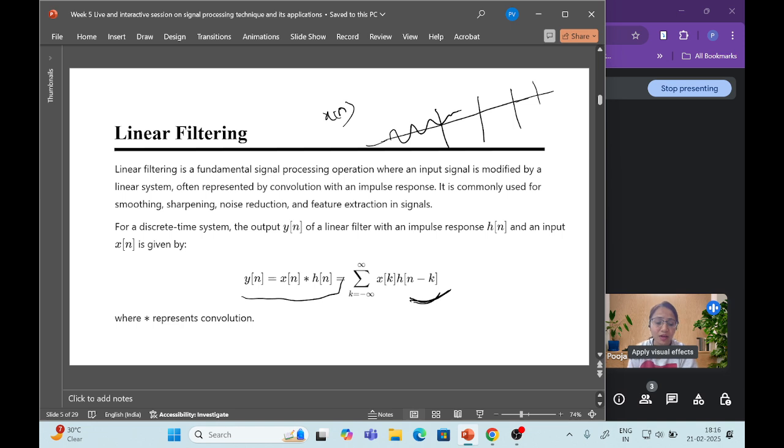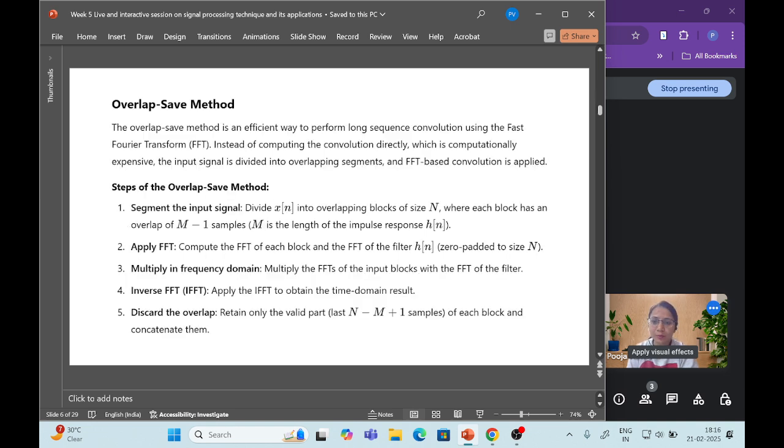Linear filtering can be performed in two ways. The first is the overlap-save method, and the second is the overlap-add method. The overlap-save method is an efficient way to perform long sequence convolution using the fast Fourier transform. Instead of computing the convolution directly, which is computationally expensive, the input signal is divided into overlapping segments and the FFT is performed on them. These are the steps of the overlap-save method.